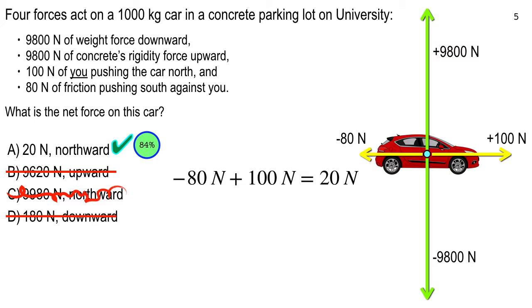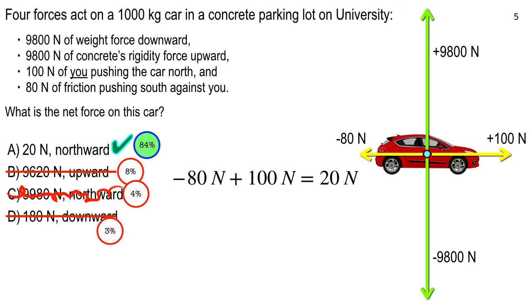So 84% of the students got this one right, and 8% voted for option B, 4% for option C, and 3% for option D. Now that indicates that you missed the whole idea of net force, and we had homework problems and discussion in the textbook about that.